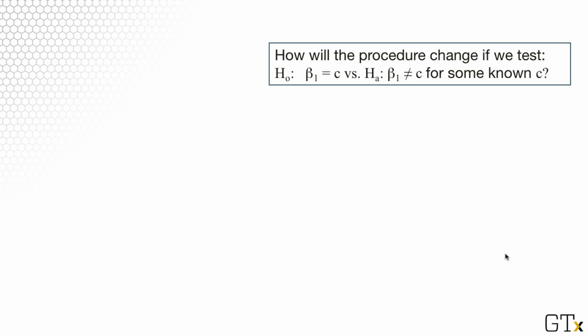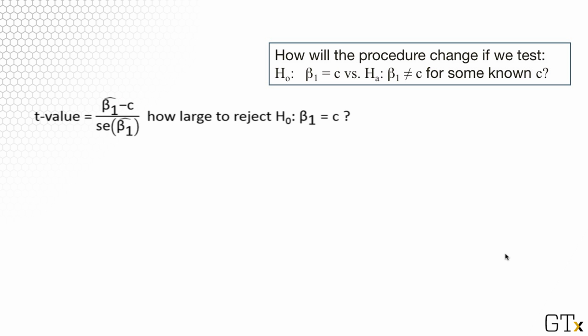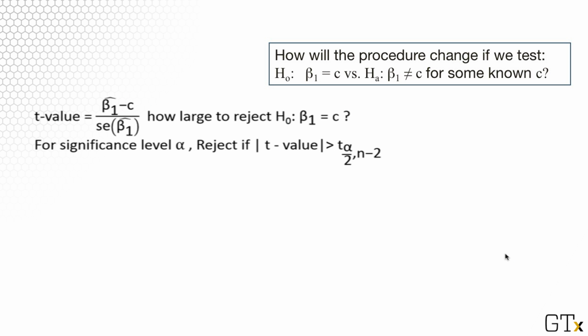But what if we want to change the procedure and test whether beta 1 is equal to a constant versus beta 1 not equal to that constant, where that constant can be 0 but can be a different value as well? Remember, this is the t-value. We can replace 0 with c, depending on the constant and null value in the null hypothesis. We reject when the t-value is large, when the absolute value of the t-value is larger than this critical point.